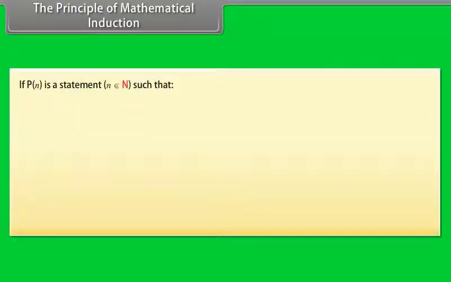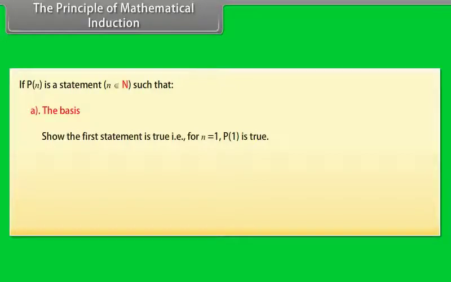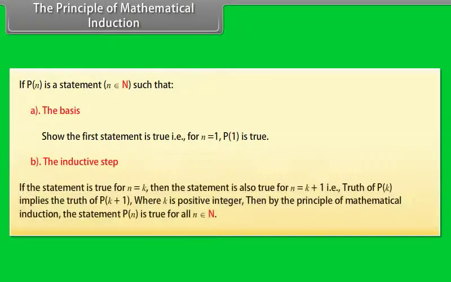The principle of mathematical induction. If P(n) is a statement, n belongs to N, such that the basis: show the first statement is true, that is, for n equals 1, P(1) is true. The inductive step: if the statement is true for n equals k, then the statement is also true for n equals k plus 1, that is, truth of P(k) implies the truth of P(k+1), where k is a positive integer. Then by the principle of mathematical induction, the statement P(n) is true for all n belongs to N.